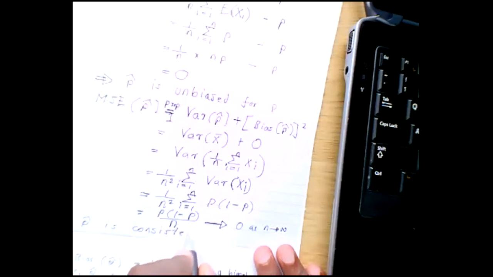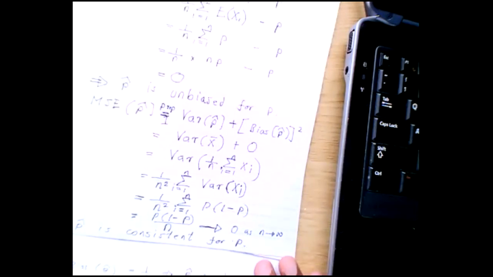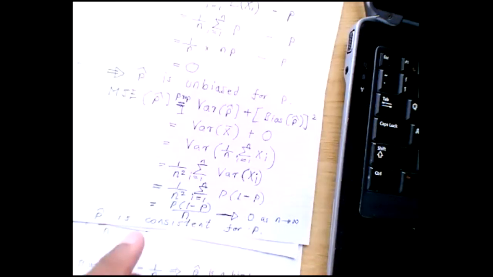Remember the definition of consistency is that the MSE should approach 0 as n approaches infinity, which is the case here, right? This is the MSE, and it approaches 0 as n approaches infinity, and hence p hat is consistent for p. All right, so that's example 12, guys.